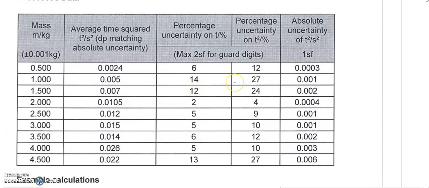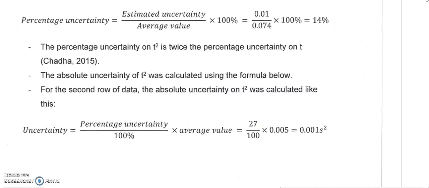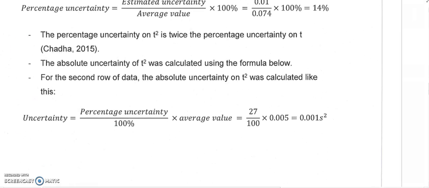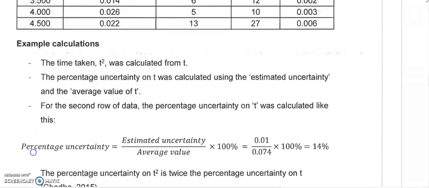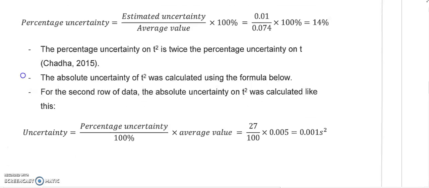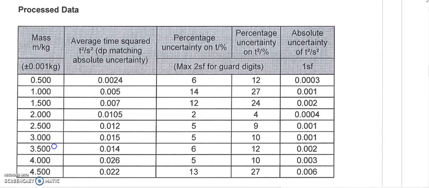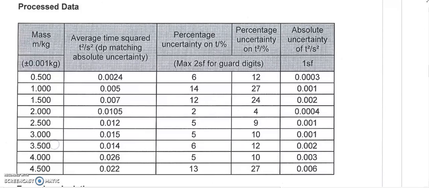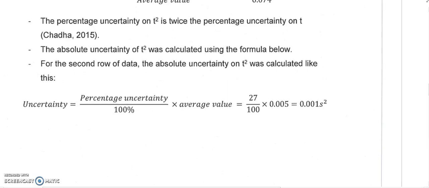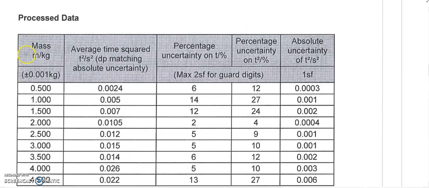So for this example, 14%, we double it, and then we round it to two significant figures, which in this case gave us 27%, which is huge, by the way. And then we want the absolute uncertainty on time squared from the percentage uncertainty on time squared, and we just calculate that. So now we have mass and a resolution, which we can plot as mass and its error bar, time squared and its error bar.